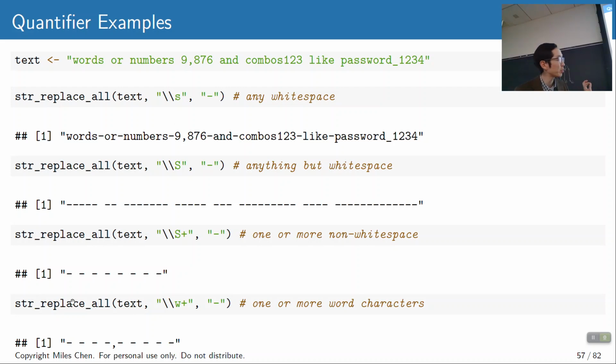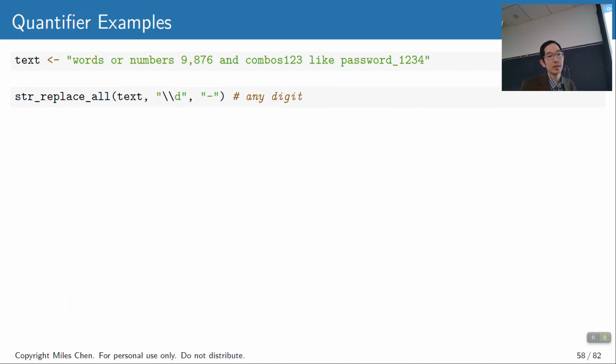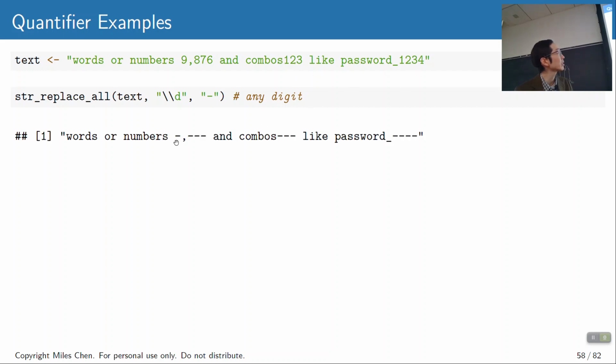The comma is preserved. The comma is not replaced with the dash. And the 876 gets replaced with the dash. So we end up with a comma. That's the only difference between these two things. This says replace any digit with a dash. So the 9 will get replaced, the 876 will get replaced, the 1, 2, 3, and the 1, 2, 3, 4 get replaced with dashes. So we get this. Okay, so all digits get replaced with a dash.